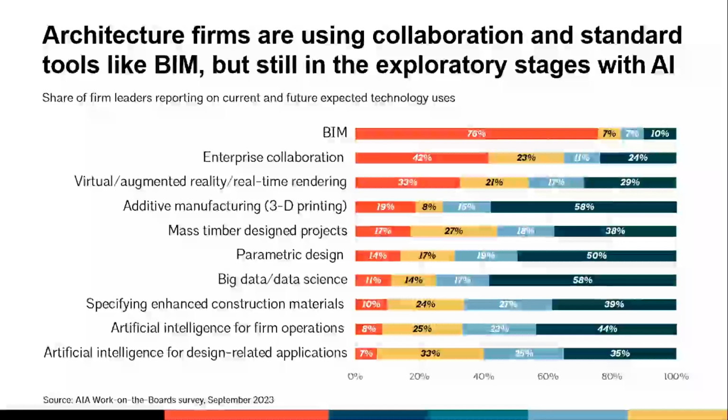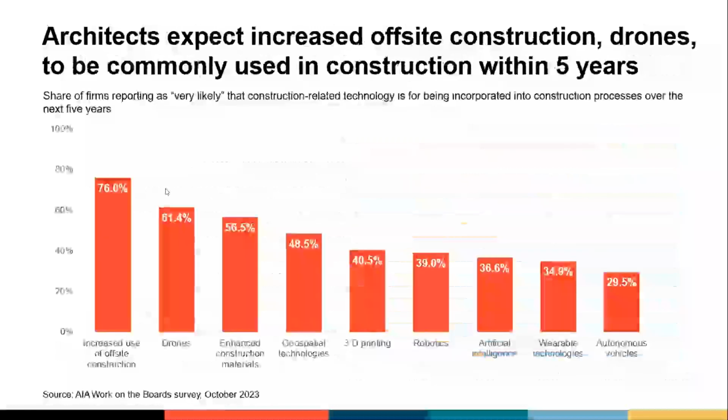Parametric design, again, and big data science, less in the architecture space. AI, not yet used, but there's a lot of curiosity about it in terms of using it for firm operations and for design-related applications. And we did go into this in a little more detail, which I'll show in a second.